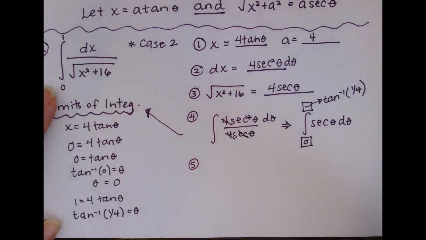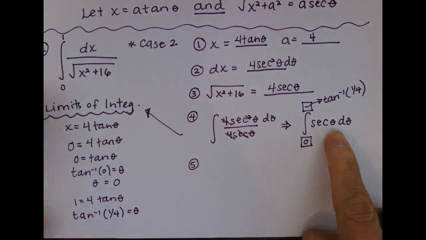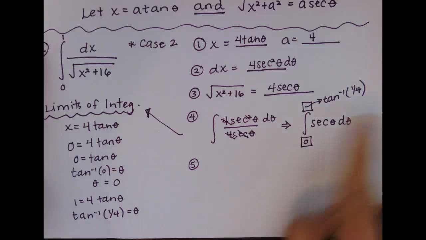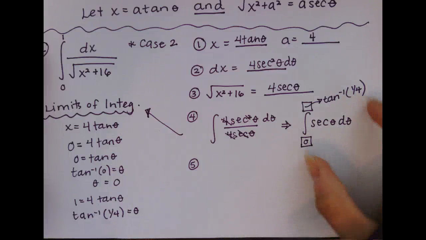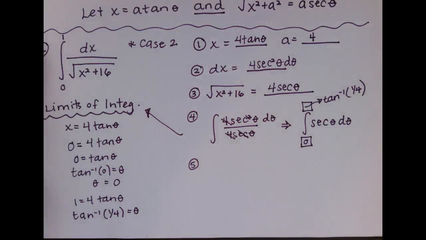Okay, so we've got everything. We've got an entirely new integral that no longer has x's. Instead, it has trig functions involving thetas. Let's go ahead and find our antiderivative, and let's evaluate it over our new integral.